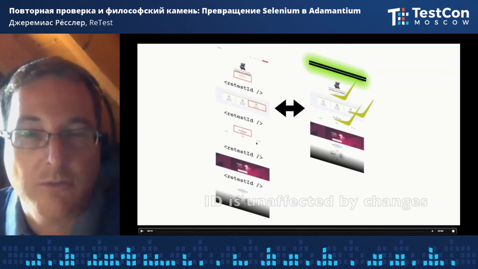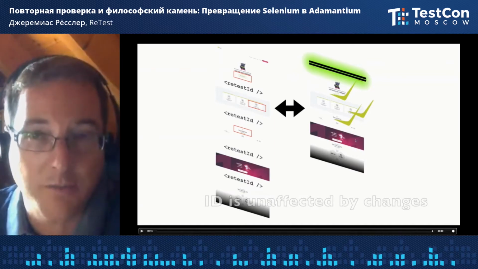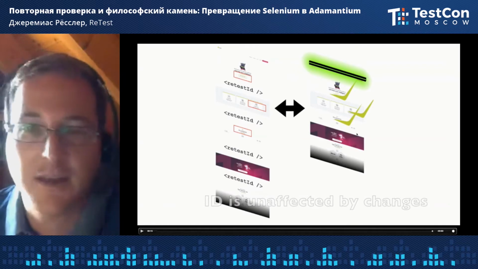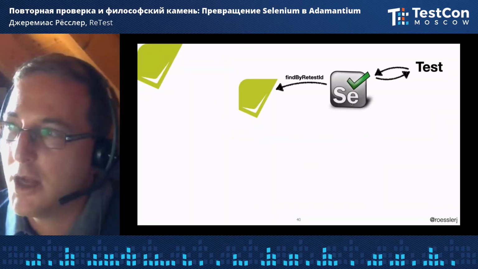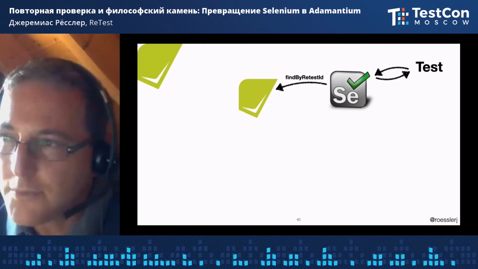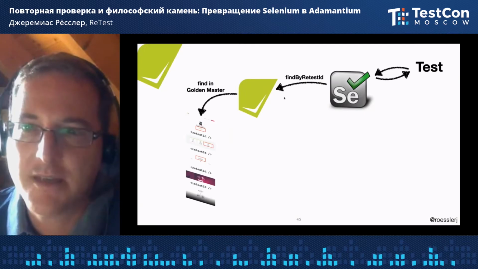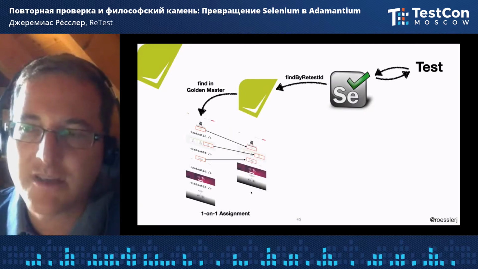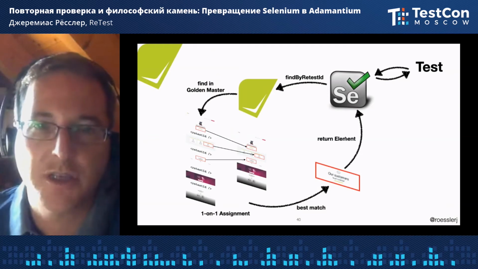So the only real problem is if the website changes in such a way that the element is not being displayed. Then obviously it doesn't work anymore. The underlying idea is still the same: we go to the copy of the website, find by retest ID, do our one-on-one assignment, and return the best match to Selenium to continue with the test.